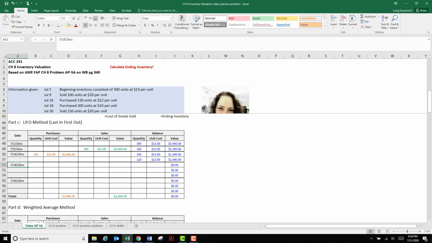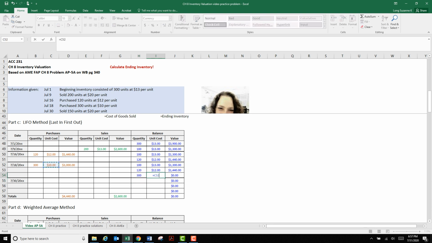The 18th, another purchase. Purchase 300 at 10, multiply. And now we've got the 3 layers, the 13s, the 12s, and the 10s. So let's get all those in there. Here's the 13s. Here's the 12s. And here's the 10s.